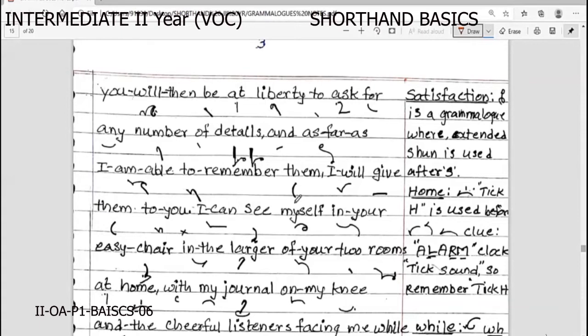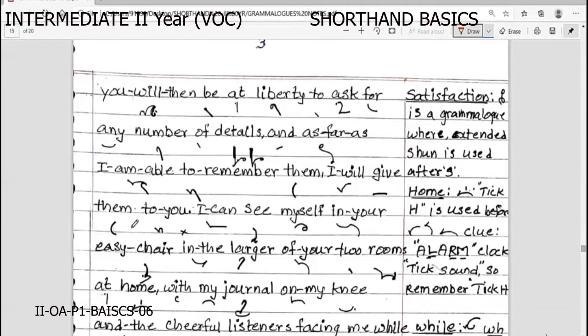Then them. P on the line. I will. How do you write I will? This is I, one tick of I and L. Before the consonants K, M and L, only one tick of I you are using. That is why I and L, I will. Give is K on the line and them. P on the line is they. Okay, them.